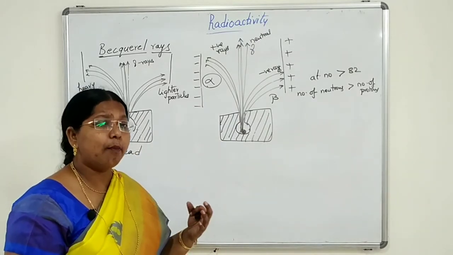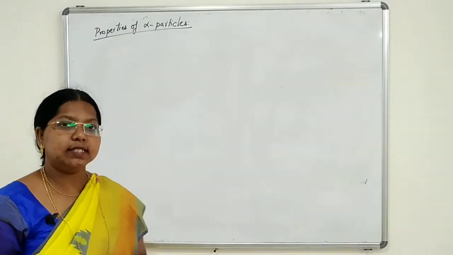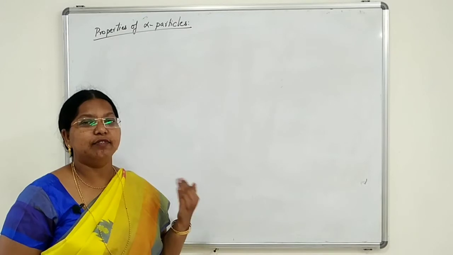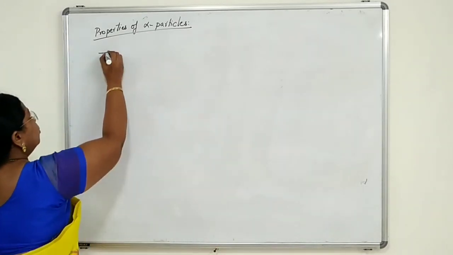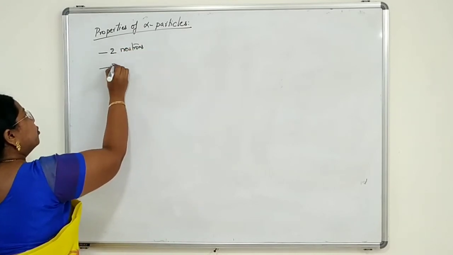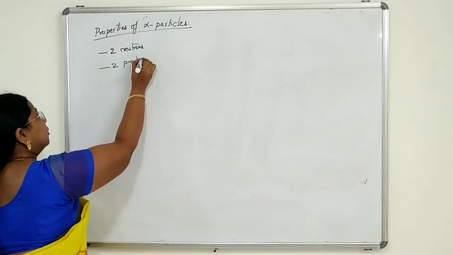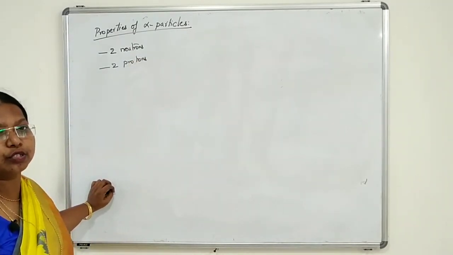Let us see the properties of alpha, beta and gamma. Let us discuss some of the properties of alpha particles. Alpha particles contain 2 neutrons and 2 protons. Alpha particles contain 2 protons and 2 neutrons.